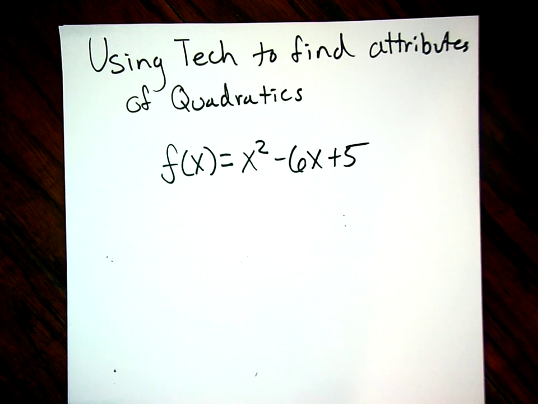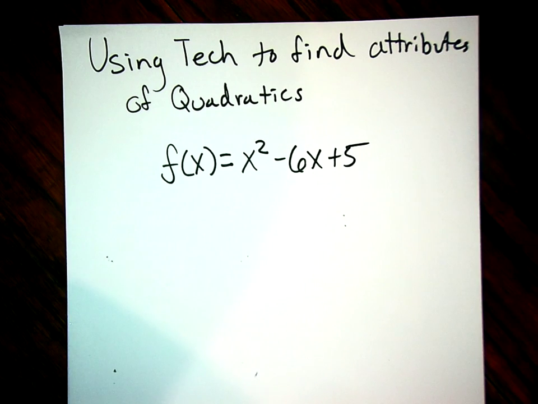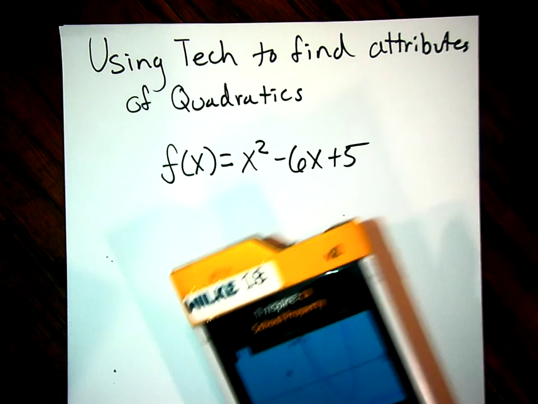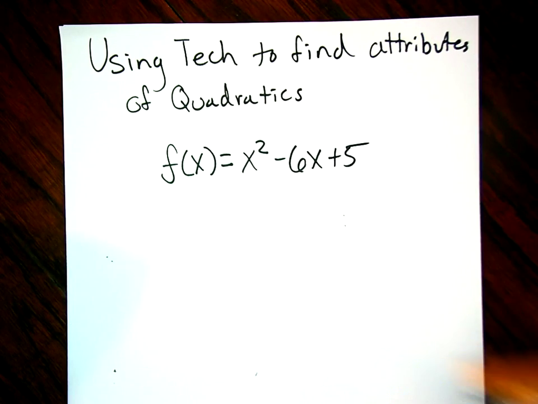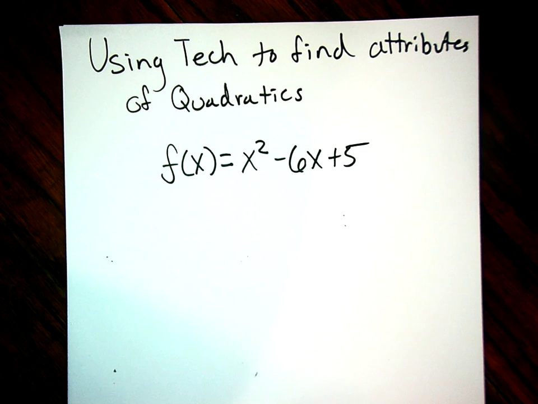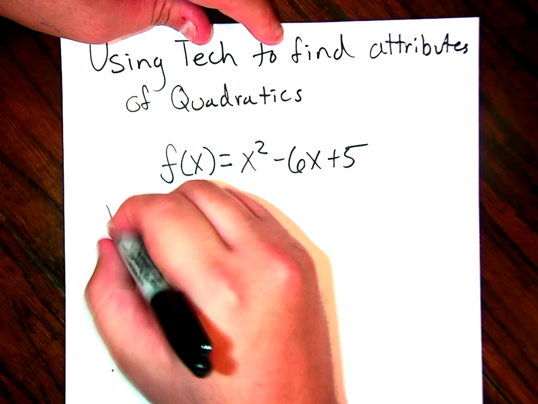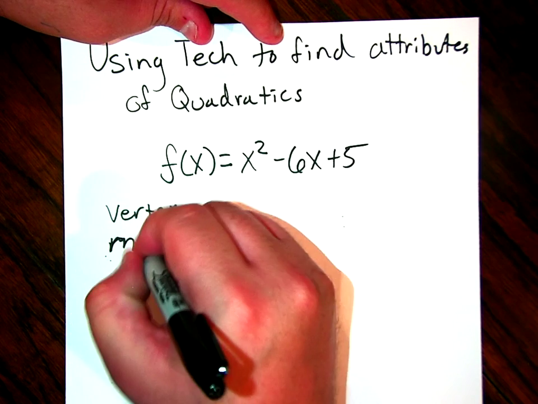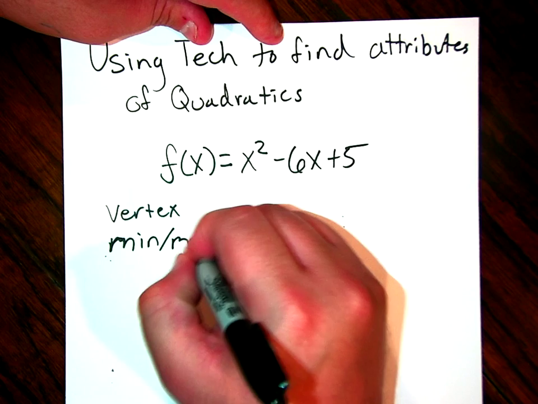Okay, welcome back. Tonight we're going to be talking about using your technology to find attributes of quadratics, or more specifically, using a TI-Nspire CX to find key attributes of quadratics. And what kind of key attributes are we talking about? Well, we're going to talk about finding the vertex, the min or maximum.